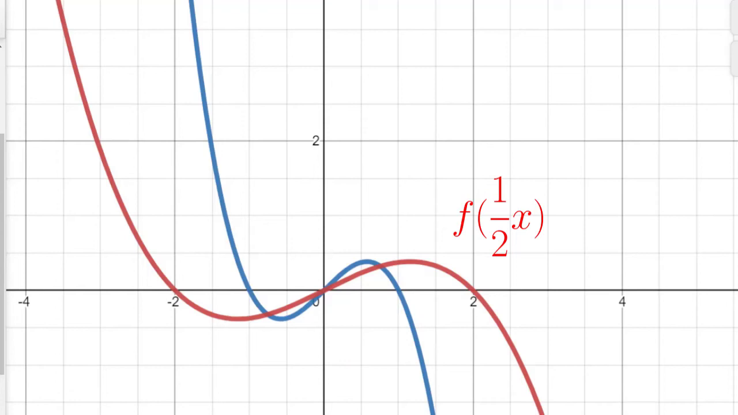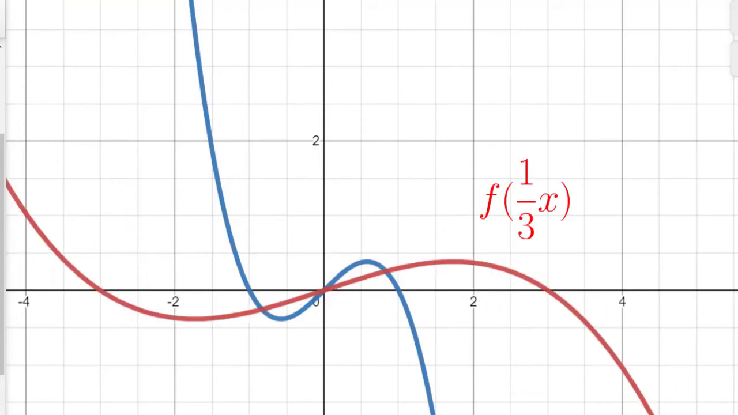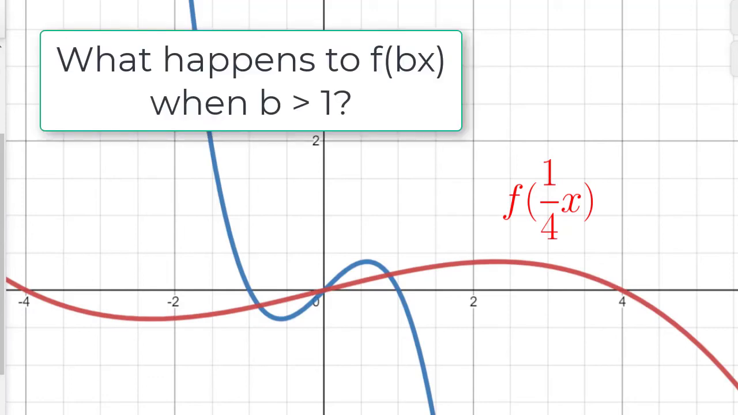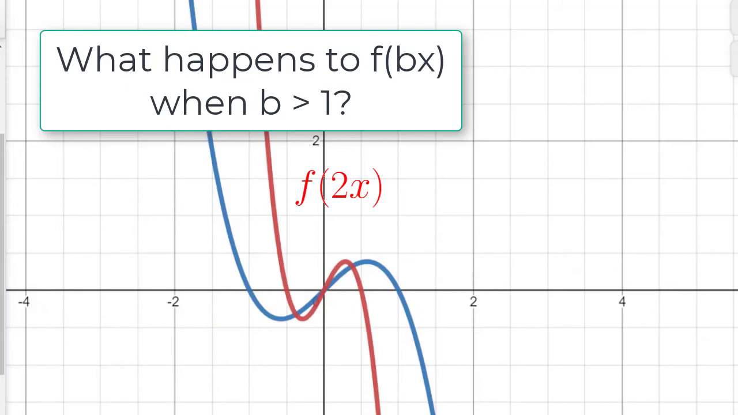What if I were to multiply the x by a third? Well, now I've stretched out the graph by a factor of 3. And if I multiplied the x by a fourth, well, now I've stretched out the function by a factor of 4. Okay, so we see that when the number b is less than 1, we actually get a stretching out. What if the number b is greater than 1? What if I make b equal to 2? Well, now it actually results in a squish.